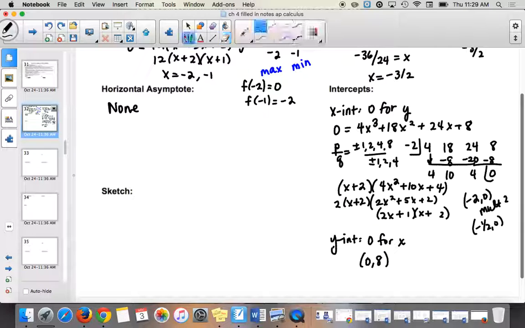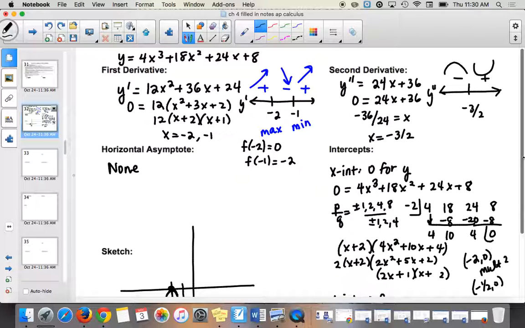All right, so if we put all this together, we're going to start with our first derivative points. We said at negative 2 comma 0, we had a maximum. So I'm going to draw that point, and I'm going to do a little bump there so I know that it's a maximum. And then at negative 1 comma negative 2, we have a minimum. So I'm going to do a little bump there. And then we have something in between that, so a point of inflection. I haven't found where that point is.